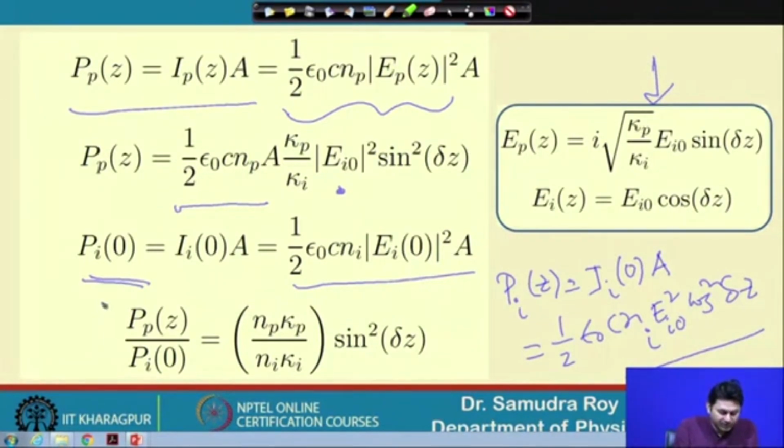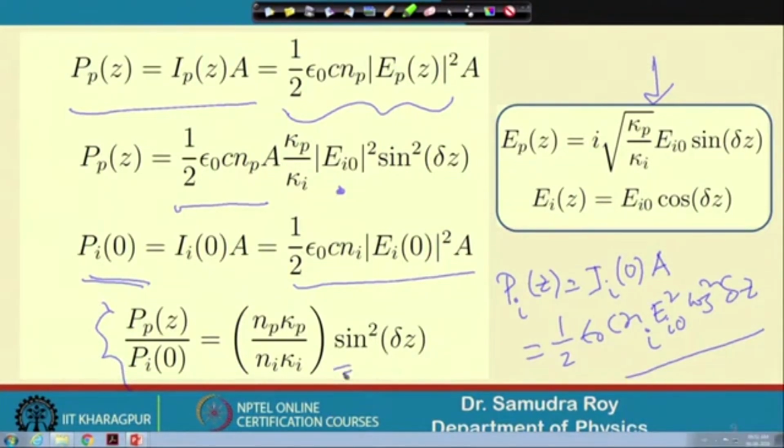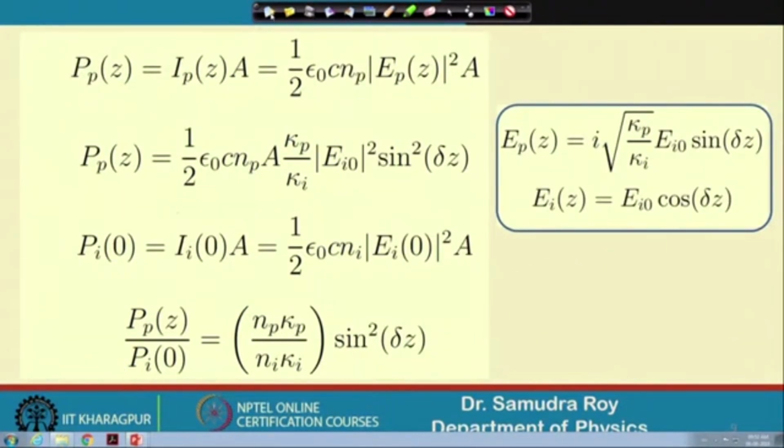So, the ratio between these two is having this. When you make a ratio, this divided by this, so half epsilon 0 n, this term will cancel out, n p kappa p will be there, in the denominator we have n i kappa I, which is also there, and this will also cancel out, these terms are cancelling out each other. So, we will have sine square delta z here. So, this is the ratio of these two things. Why I am taking the ratio, I will show in the next slide.